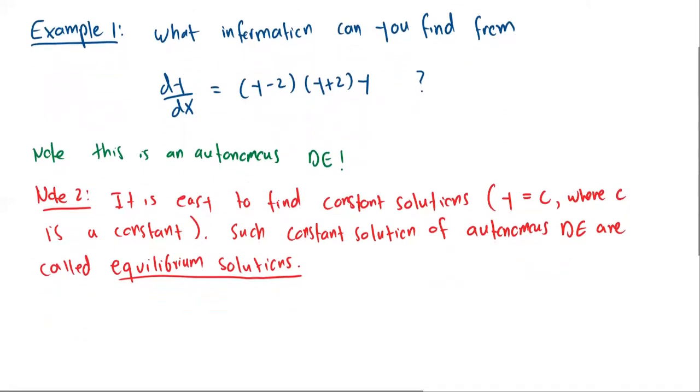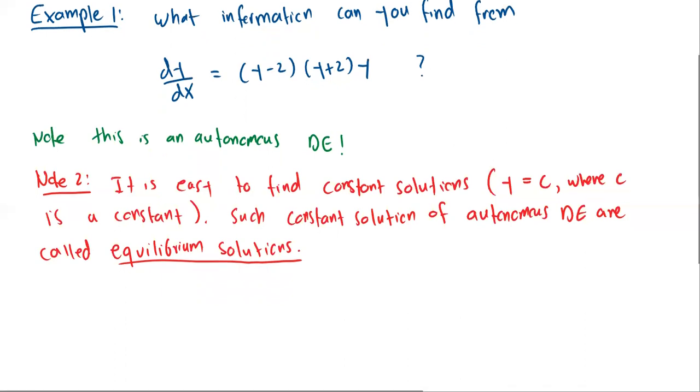Now, how do we find these constant solutions? Well, actually, the process is very easy. Remember that a solution for a differential equation is a function that when you plug it in, you get equality on both sides of the equation. Whatever's on the left is equal to whatever's on the right. Now, if we choose y to be a constant, then the left-hand side is always going to be 0, because the derivative of a constant is 0.